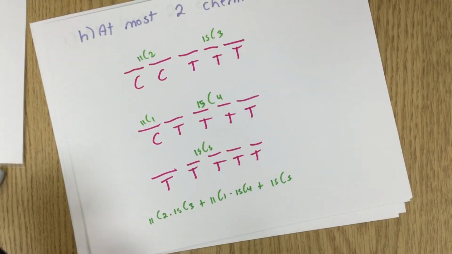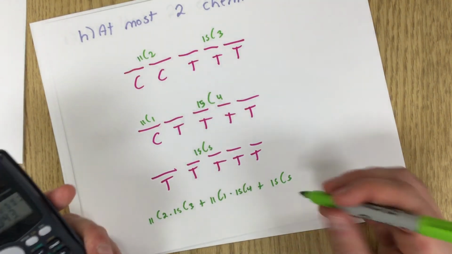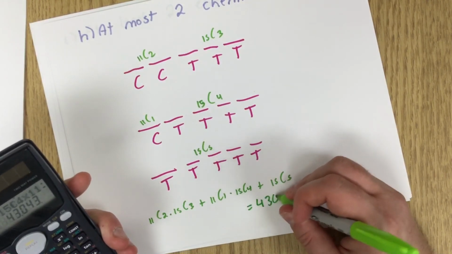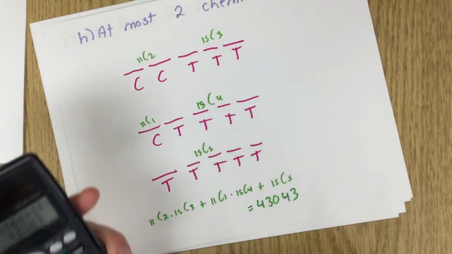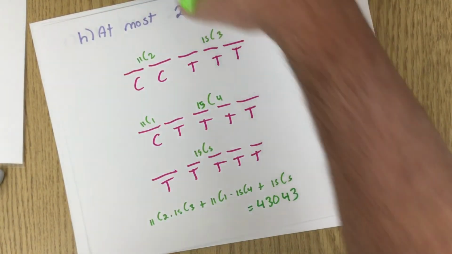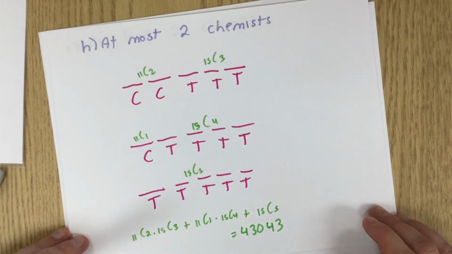So I got, and I hope I'm right, I got 43,000, and what if it's a fluke if we always have those repeated number things? And there we go, at most 2 chemists.